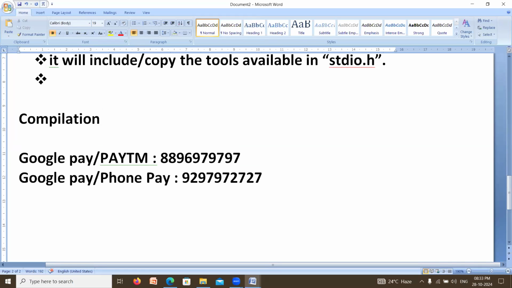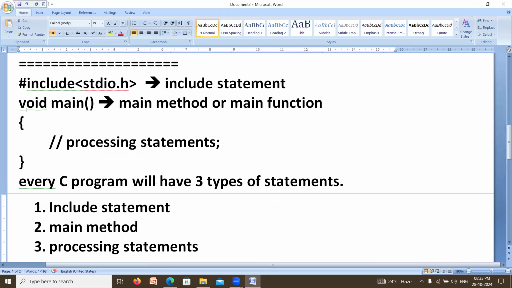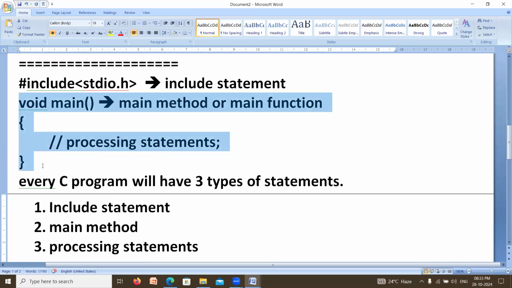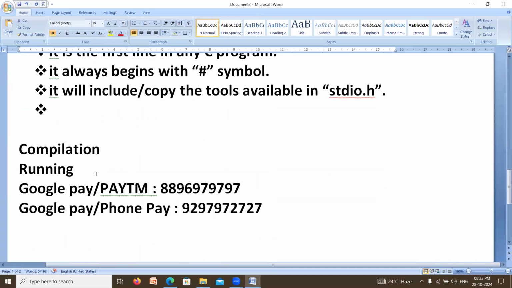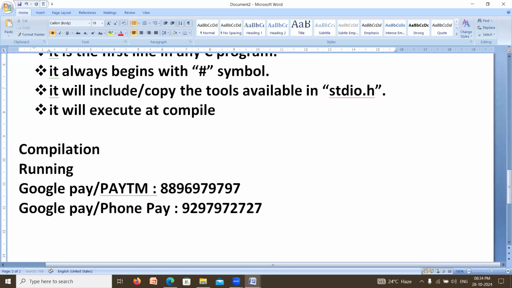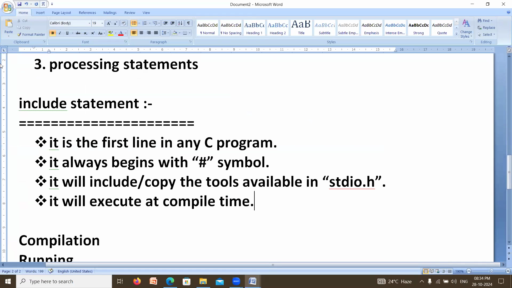That execution of the program is called running. First, we need to compile the program. After that, we need to run the program. The total program will be run at execution time, but only this line will be executed at the time of compilation. So it is about the include statement.